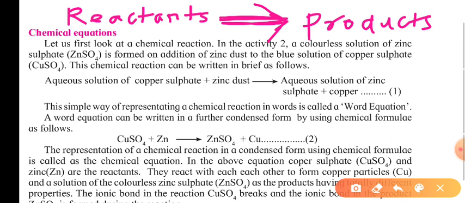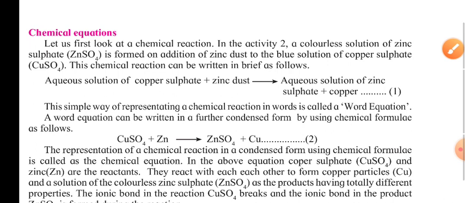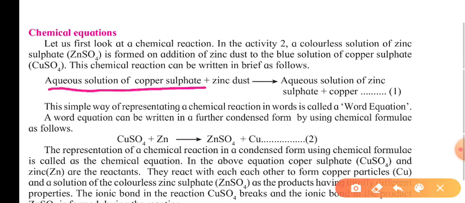Now the further part is they have taken an example of a chemical reaction: an aqueous solution of copper sulfate plus zinc dust gives us an aqueous solution of zinc sulfate and copper. This particular way of writing is nothing but a theoretical or statement way, with the names of the chemicals. This is called a word equation. And if I write it using chemical formulas, it's called a chemical equation.